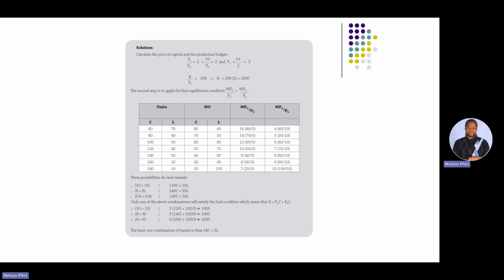So the least cost combination there is 140 units of capital and 30 units of labor. So that will be our solution in that particular case. So a nice calculation that you guys need to know, which is important.